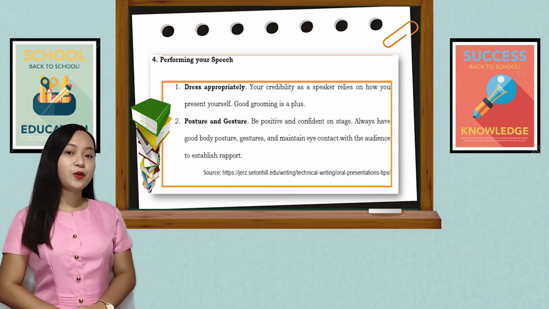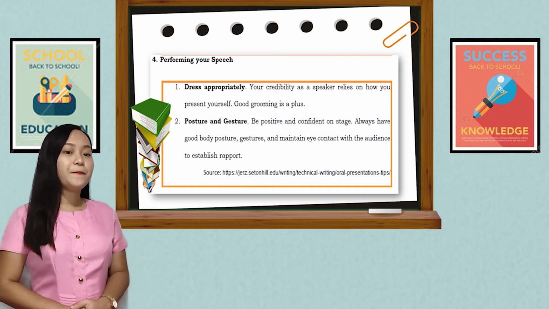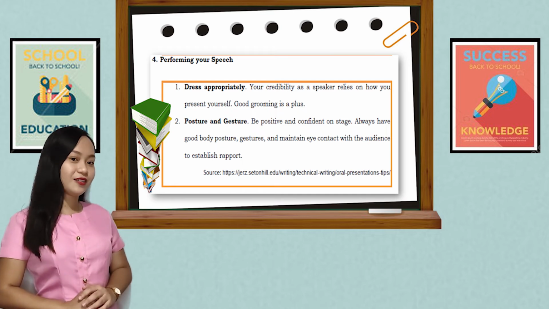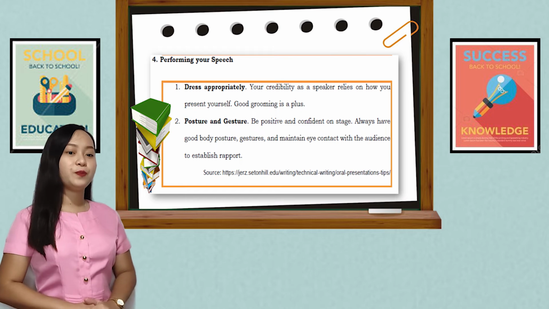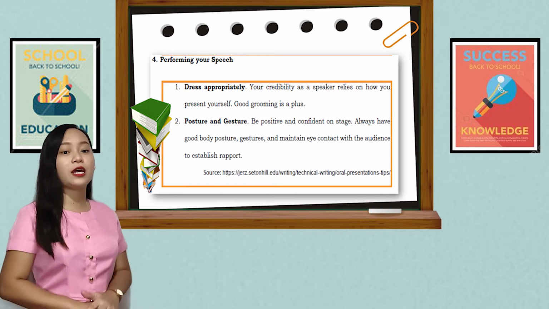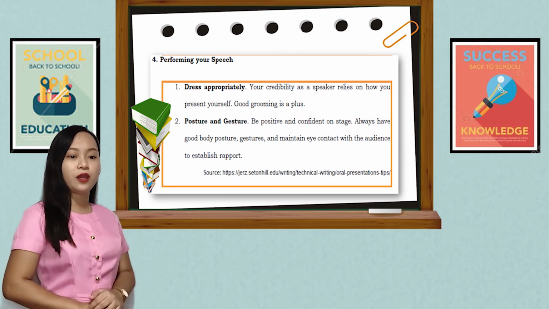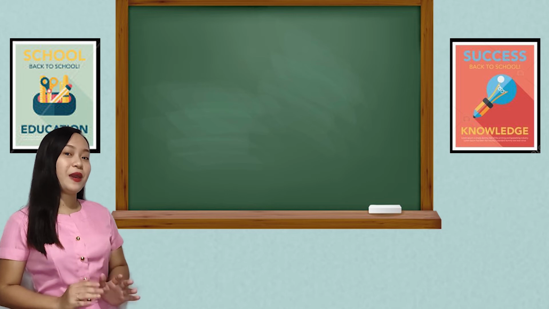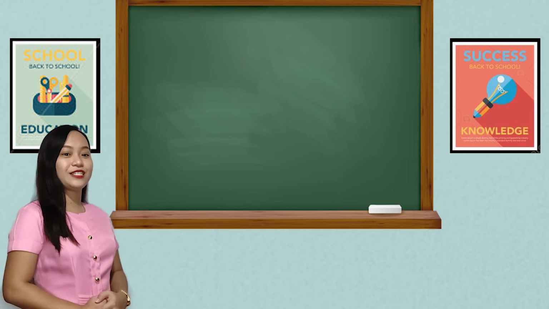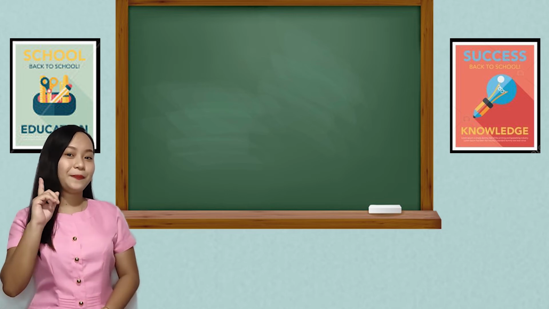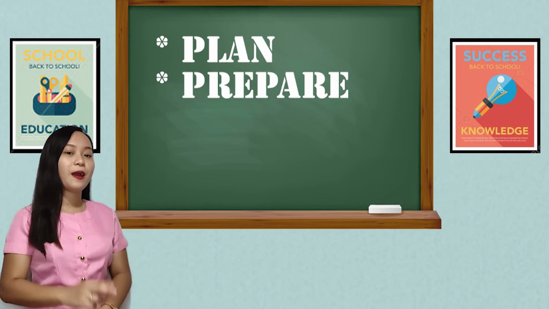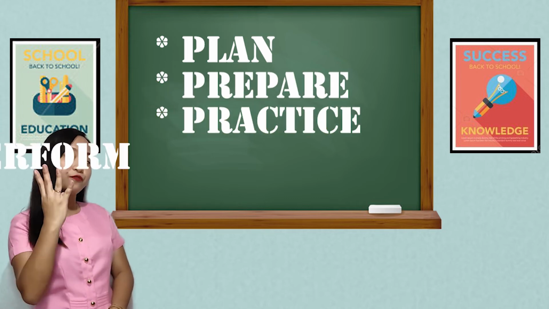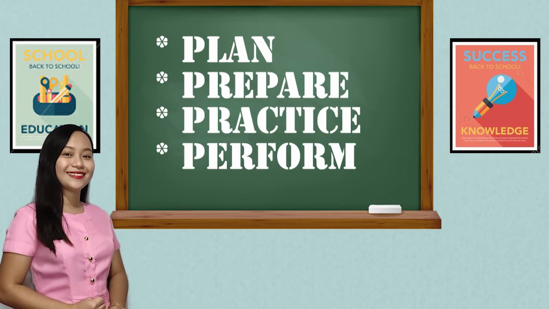Number 2, posture and gestures. Be positive and confident on stage. Always have good body posture and gestures, and maintain eye contact with the audience to establish rapport. So those are the steps in making and delivering your speech. Again, plan, prepare, practice, and perform your speech.